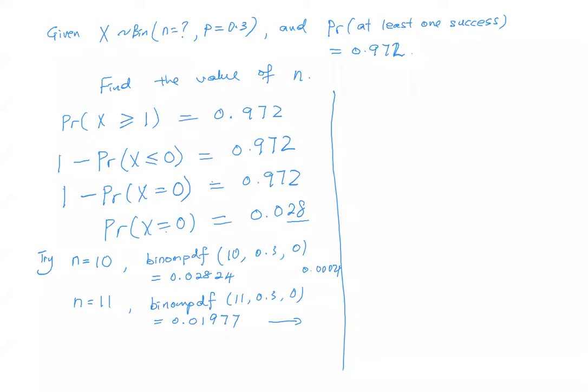Okay, this one, the difference is 0.00823. So this is closer, am I right? So this one is closer, so we choose this one. Or you may want to try also another one that is 9. Then you do a binom PDF. So you see which one is closer, then you choose the correct one. So this is called trial and error.